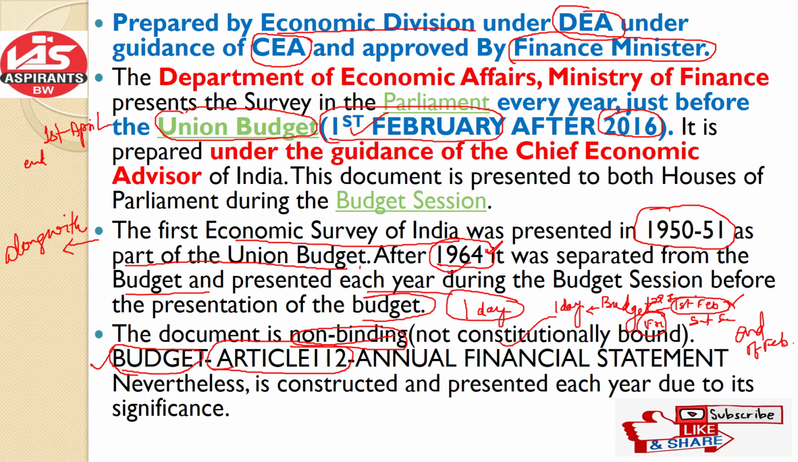So remember, this economic survey is non-binding, not constitutionally bound. It's nowhere given in the constitution. The only reason the government presents it is due to a historic tradition only. So because historically इसको टेबल किया जाता है, इस वजह से अभी तक that tradition is continuing and it has a significance. It gives us important policy recommendations, so that is the reason it is presented. Otherwise, the government is not bound to present it or table it in the parliament. Okay, let us move forward.